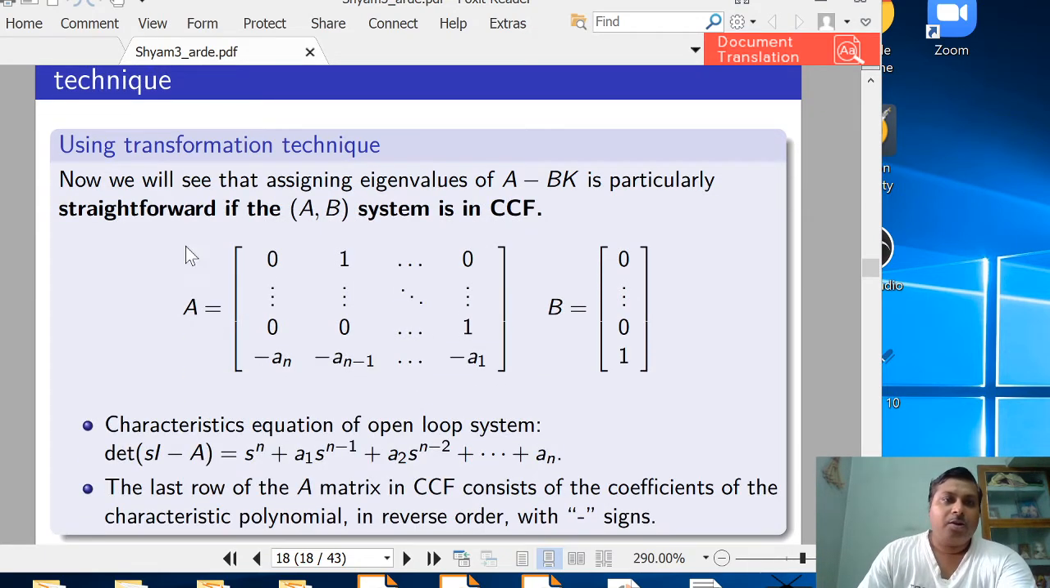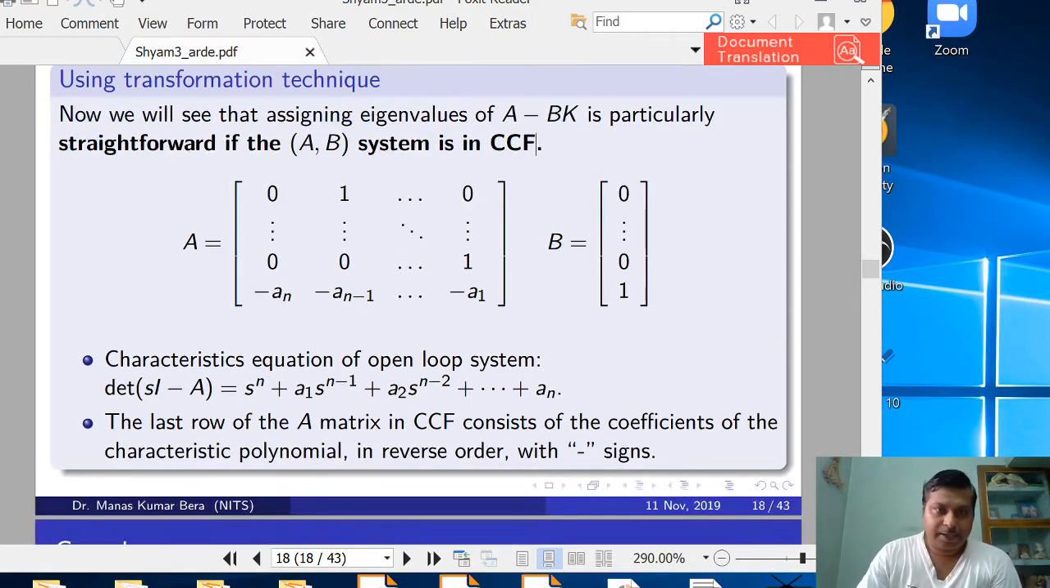Now we will see that assigning the eigenvalues of A minus BK is particularly straightforward if the A, B pair of the system is in controller canonical form. Only now will you understand why we are giving emphasis before that to find the controller canonical form, which is one of the standard forms. Suppose a system is given to you for which we want to do the pole placement, and the A matrix and B matrix are in controller canonical form. So now we want to realize what advantages we will get.